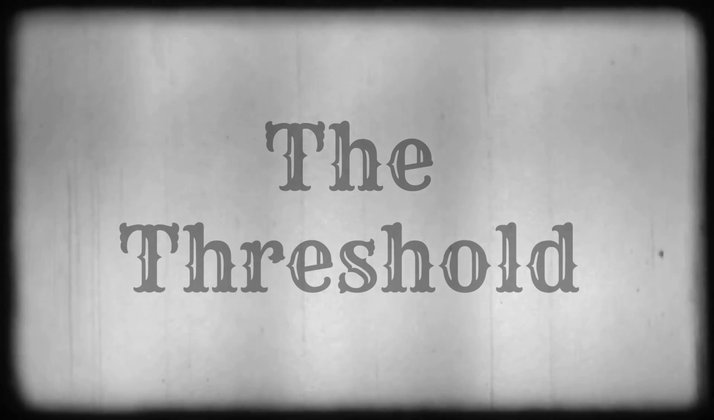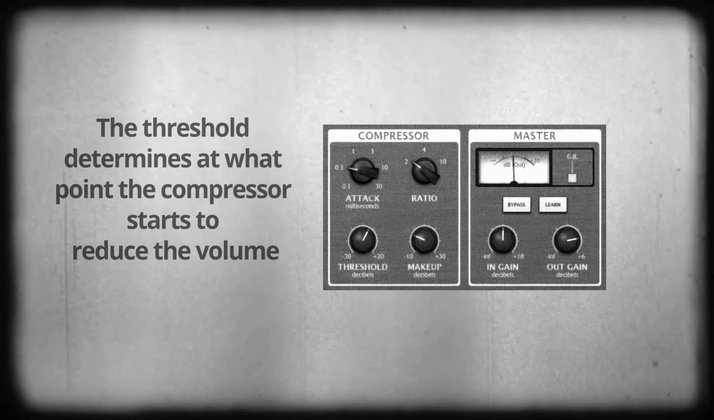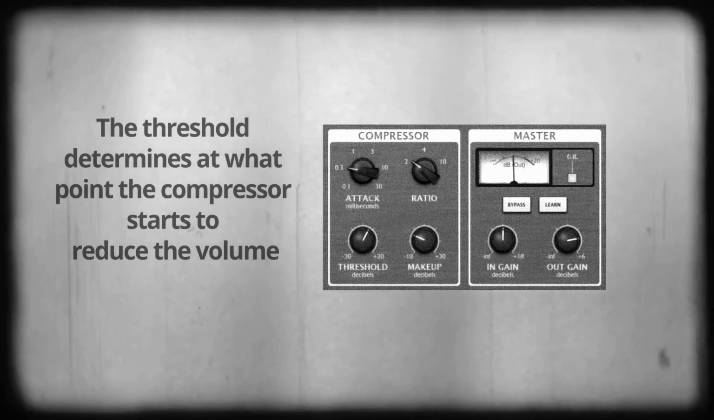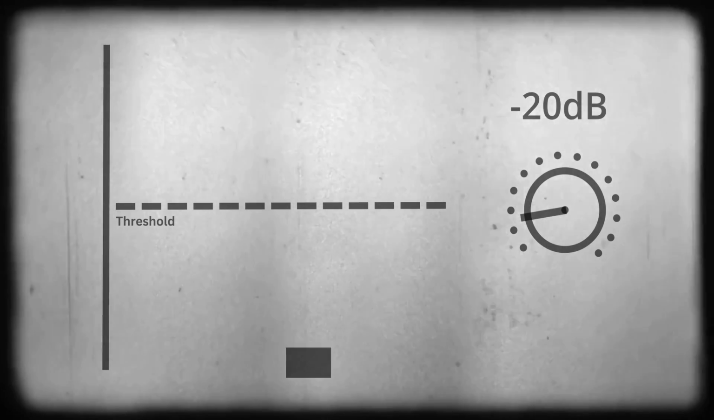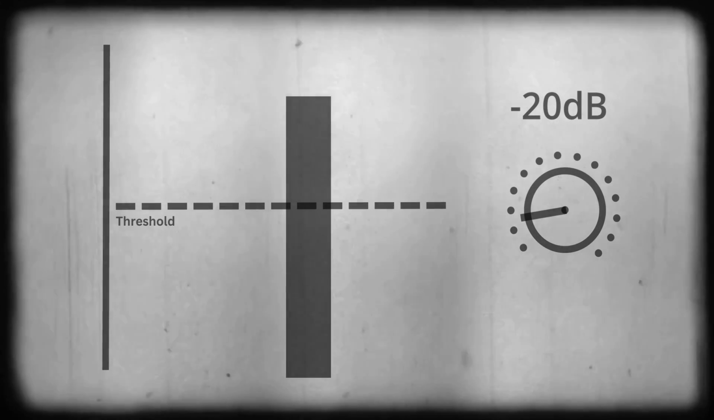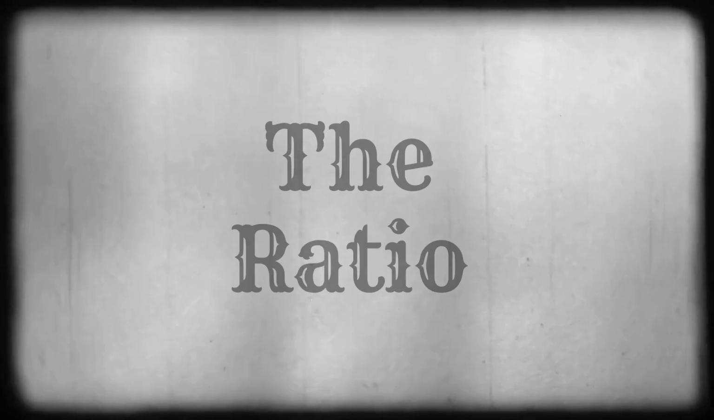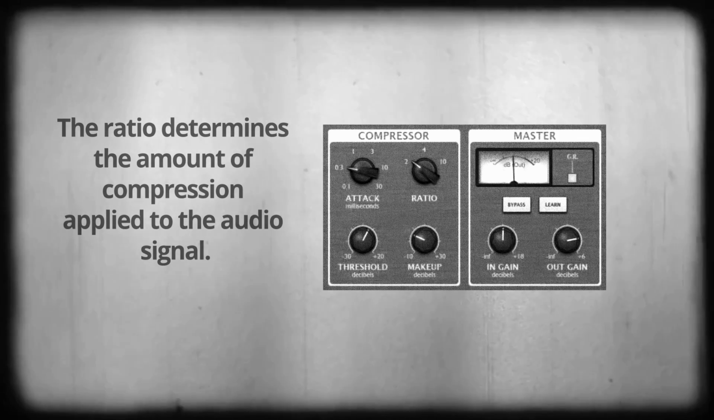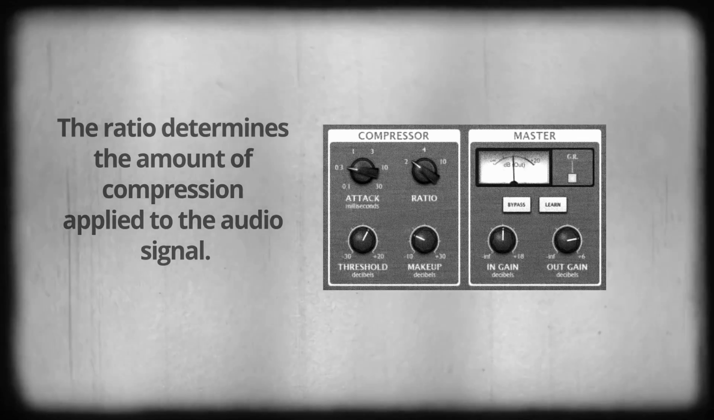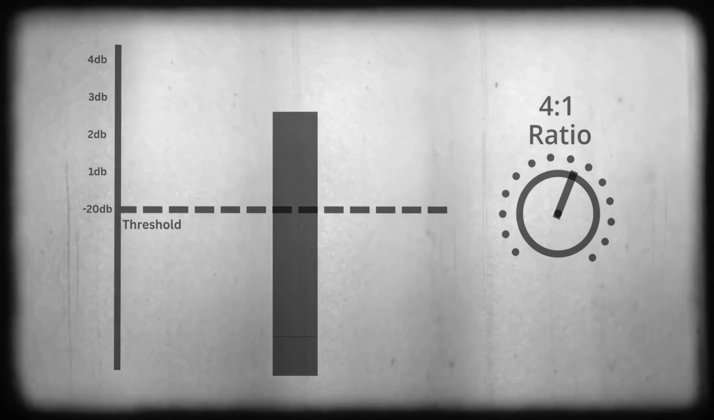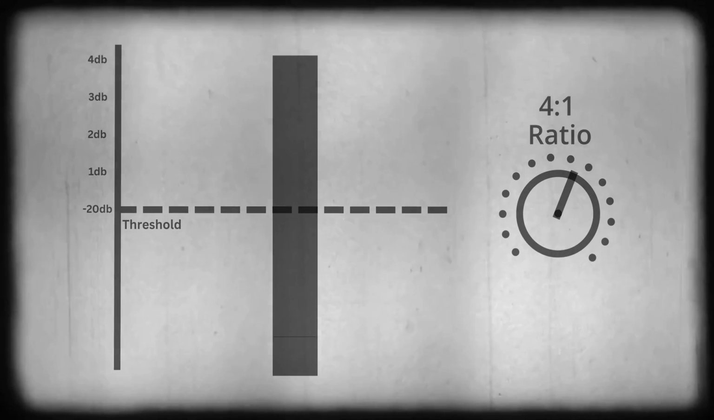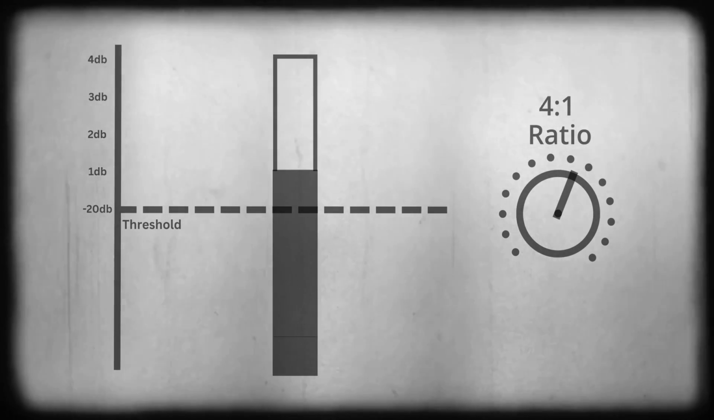The threshold. The threshold determines at what point the compressor starts to reduce the volume. For example, if you set the threshold at minus 20 dB, any audio signal that exceeds this level will be compressed. The ratio. The ratio determines the amount of compression applied to the audio signal. For instance, a ratio of 4 to 1 means that for every 4 dB the audio signal exceeds the threshold, it will be reduced to 1 dB.